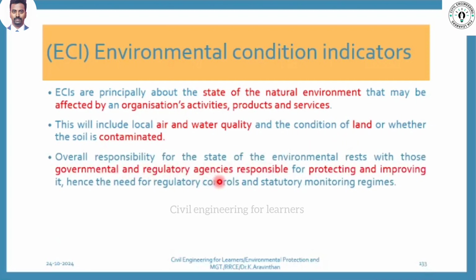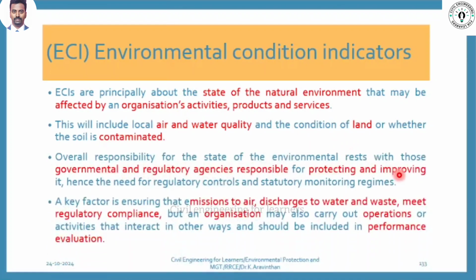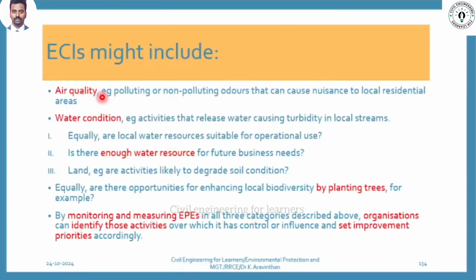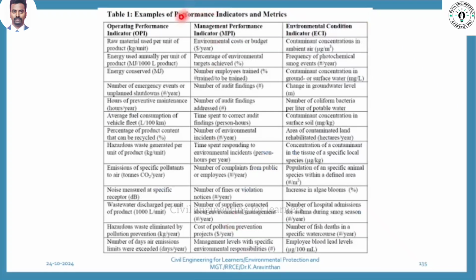And government regulation agencies are responsible for protecting and improving. After consuming, the consumed air will be emitted as emission, consumed water will be taken as effluent, and land will be considered as disposal. So these things will be met by an organization, and they will also evaluate air, water and land, these 3 conditions. By monitoring and measuring environmental performance evaluation, what are they? These 3 give the organization performance indicators and metrics. This is the overall idea.